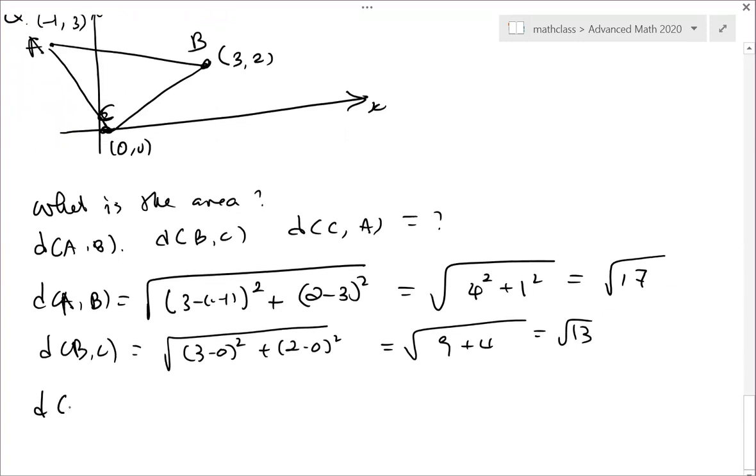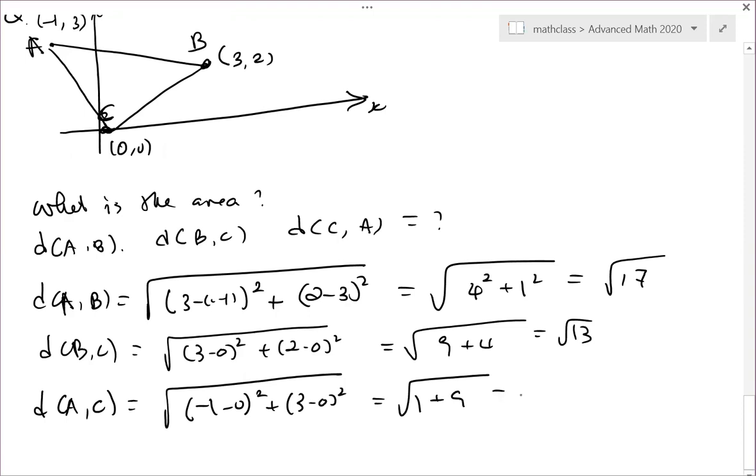And then you look at A and C. So the difference of that coordinate, right? -1 minus 0 plus 3 minus 0 squared. So it's going to be 1 plus 9, square root of 10. So all those three sides are pretty bad, right? They are not integer lengths. They do not have integer lengths, okay?